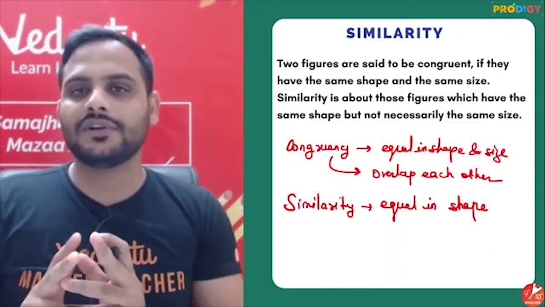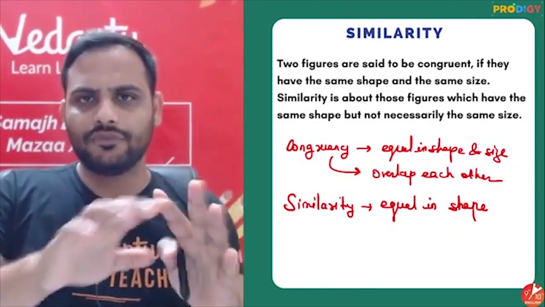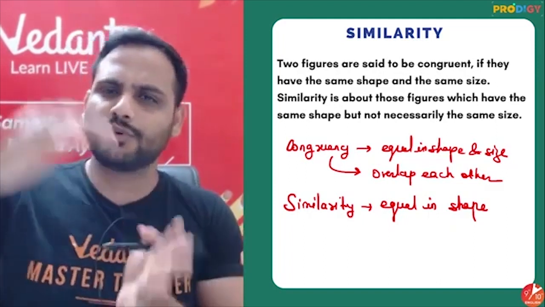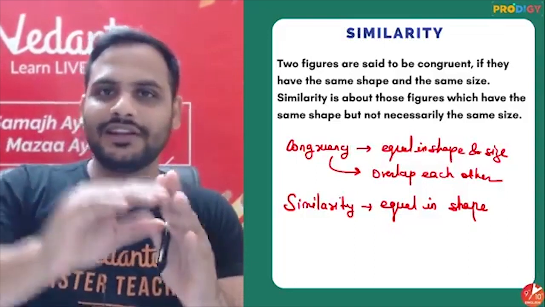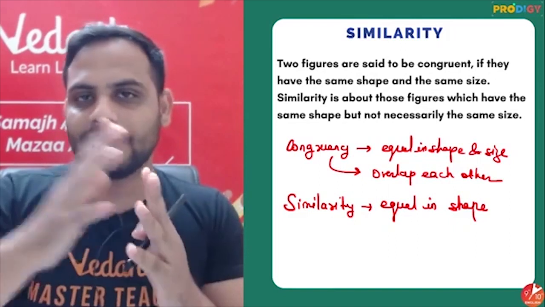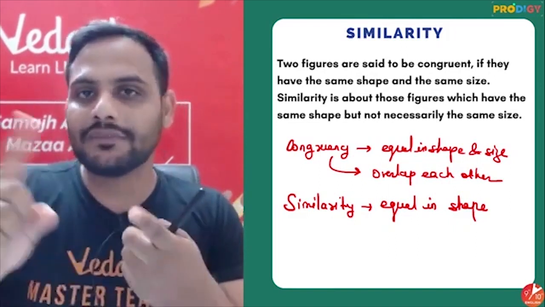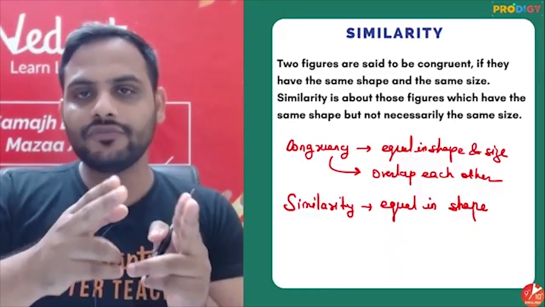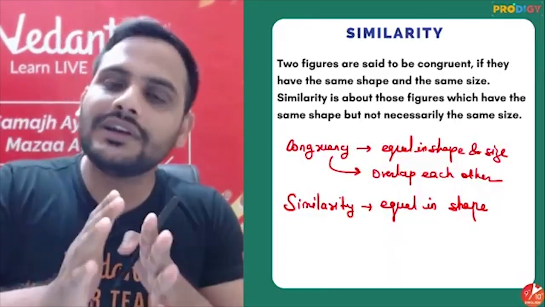Suppose you have clicked a photograph of yourself, and you have made one passport size photo and one large photo. Both have the same shape; the only difference is in the size. So that will be called similarity. Similarity is equal in shape. Since I am not talking about size, the sizes may be equal, may not be equal. So two figures which have the same shape and different sizes will be only similar.